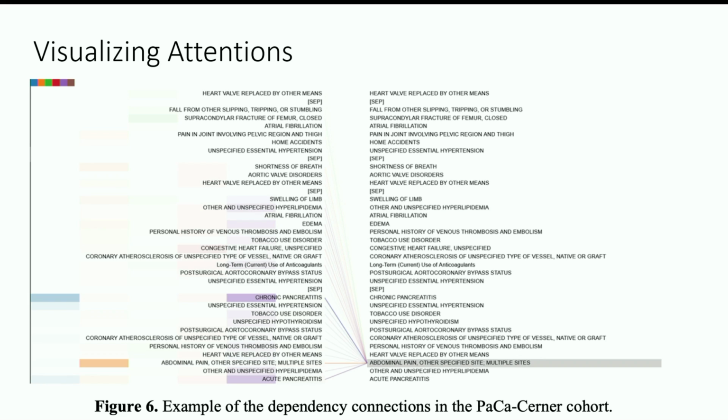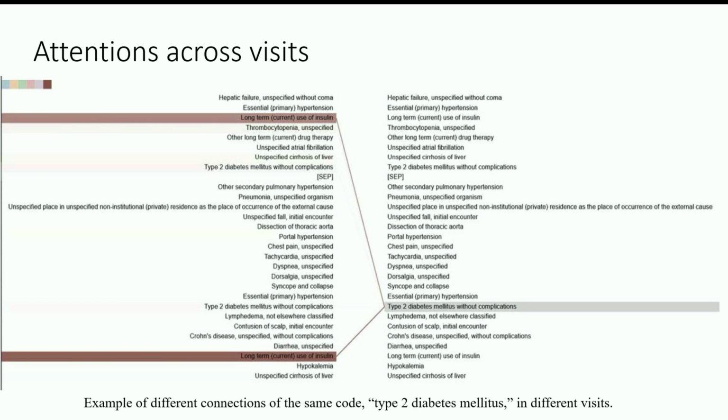And we already have the visualization here to show or explain the inner working of the model. So this is showing the correlation between codes like chronic pancreatitis or acute pancreatitis to something like abdominal pain. So it shows the correlations, or the attention, between different codes within the patient trajectory. Also, you can see here, this is in one visit, and the code is repeated in the second visit, and how they are related or correlated to other codes in different visits.